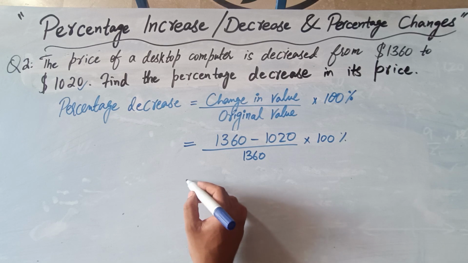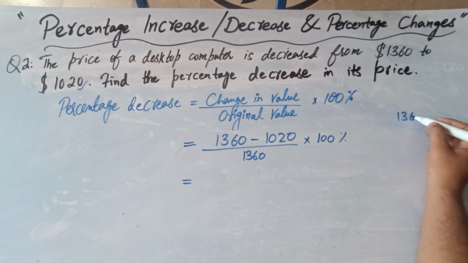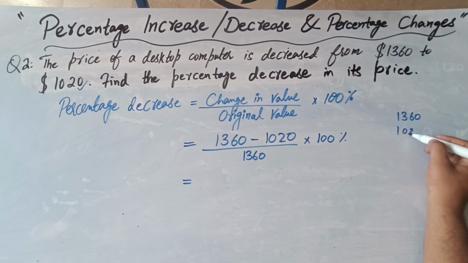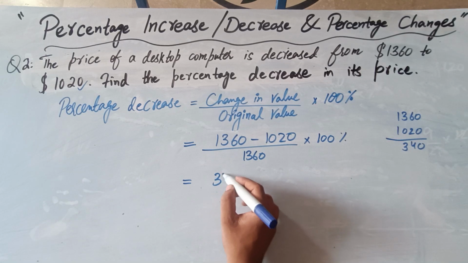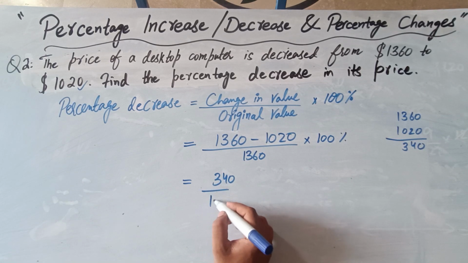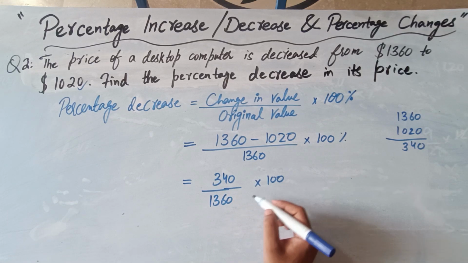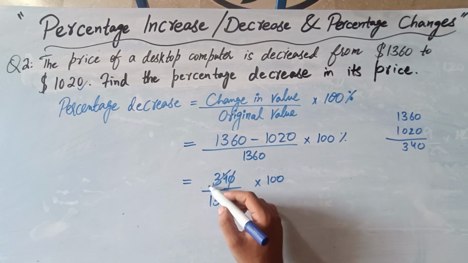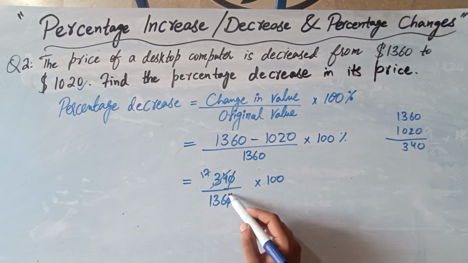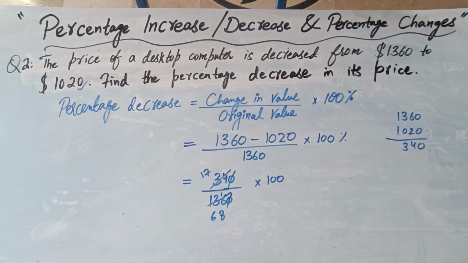Now it's time to simplify them. So 1360 minus 1020 will give us 340. So 340 divided by 1360 multiplied by 100. So cancel out 10 with 10. So 2 times 17 and 2 times 6 is 12, 1 will be carried. 2 times 8.